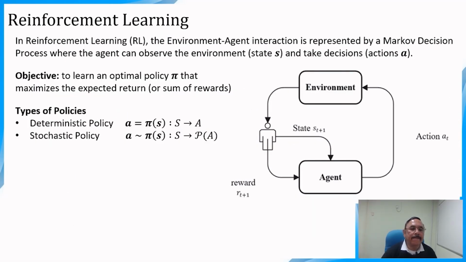Now, using the Markov decision process, let us understand reinforcement learning. In reinforcement learning, the environment agent interaction is represented by a Markov decision process, where the agent can observe the environment, that is state S, and take the decision, that is action A. So, the objective is to learn the optimal policy that maximizes the expected return or sum of the rewards. The types of policies are deterministic policy and stochastic policy.